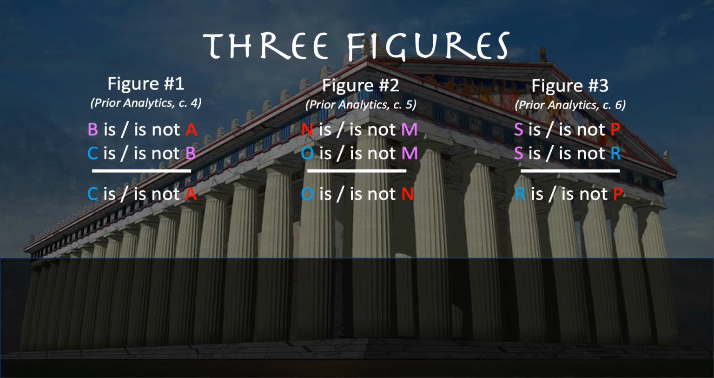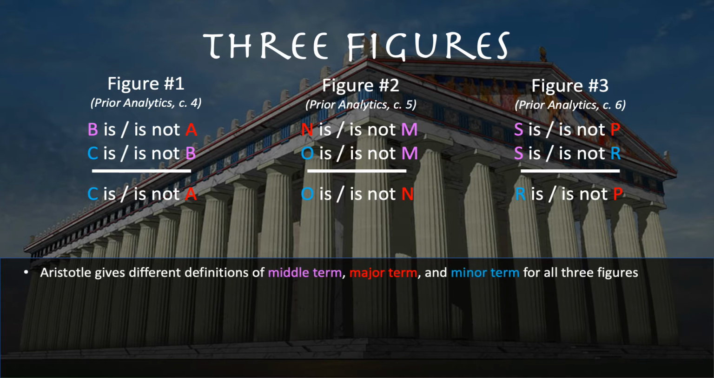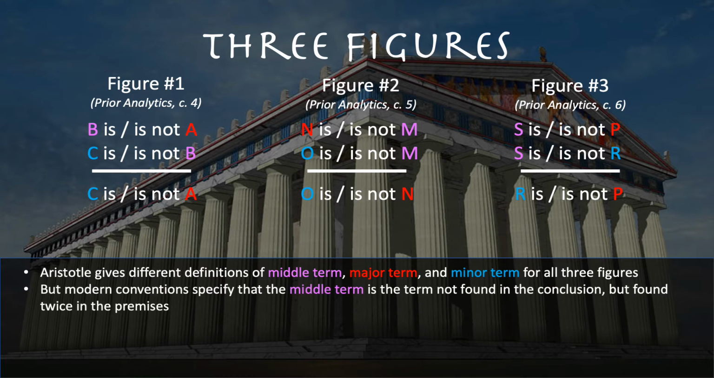In Prior Analytics Chapter 6, Aristotle discusses the third figure. In this figure, the middle term is the subject of both premises. Aristotle gives different definitions for what are called the middle term, the major term, and the minor term for all three syllogisms. But modern conventions specify that the middle term is the term not found in the conclusion, but found twice in the premises. This definition corresponds to the middle term in all three figures.